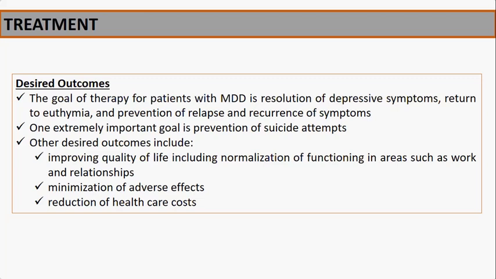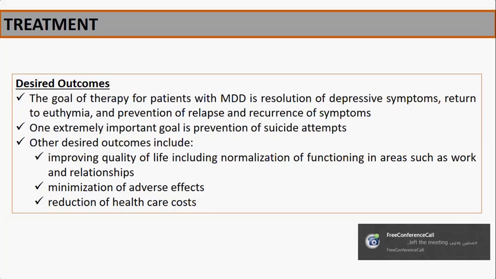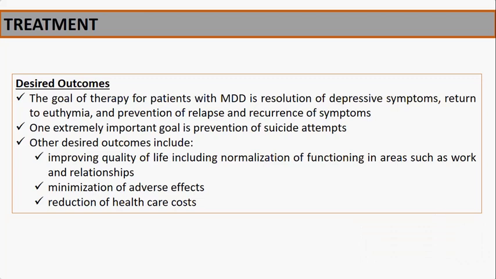The other important goal is the prevention of a suicide attempt. أيضا هذا يعني very important goal. Other desired outcomes include improving the quality of life, including normalization of functioning in areas such as work, education, or relationships with the family, friends, and community. And also minimization of adverse effects، لأنه مثل ما نعرف أي treatment plan راح نوضعها أكيد راح تكون مرتبطة ب side effects، فأيضا واحد من الجولز اللي نهدف إلها is to minimize the adverse effects and also reduction of healthcare costs.